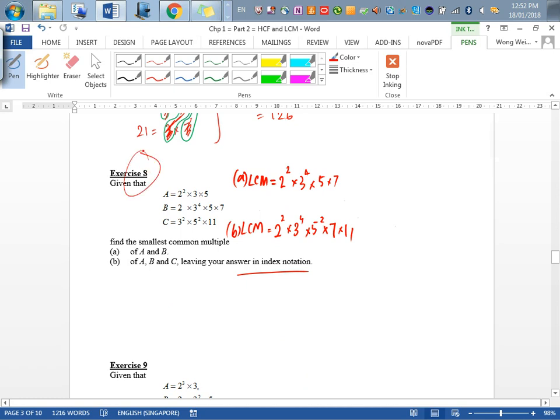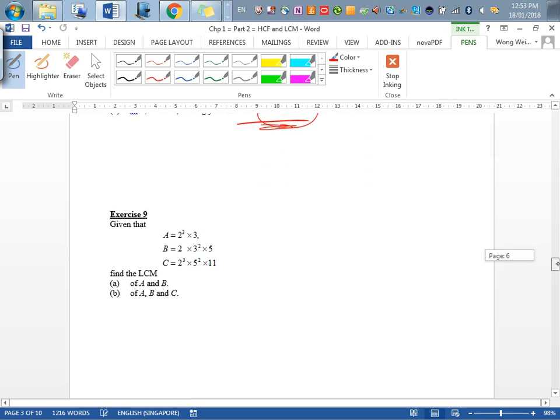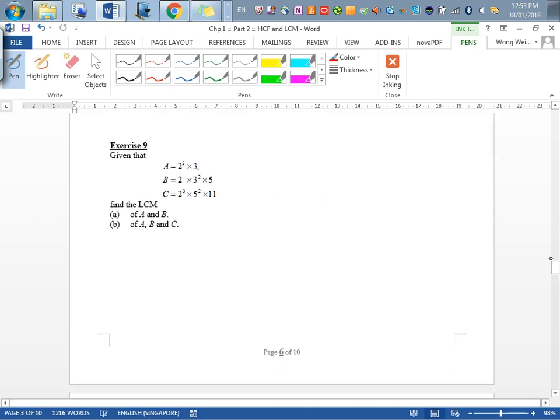yesterday we did exercise 8. We left our answer in index notation. So if they ask it in index notation, do I need to use my calculator and find out the answer? No need. Okay? Now exercise 9. A and B. What is the LCM of A and B?